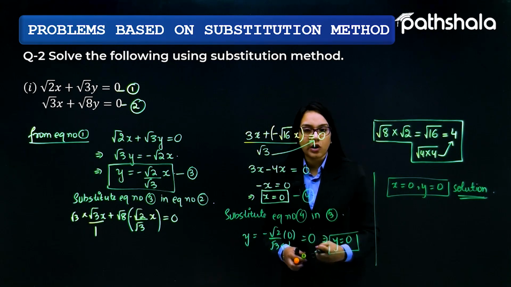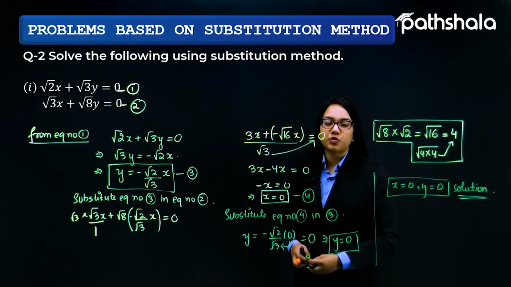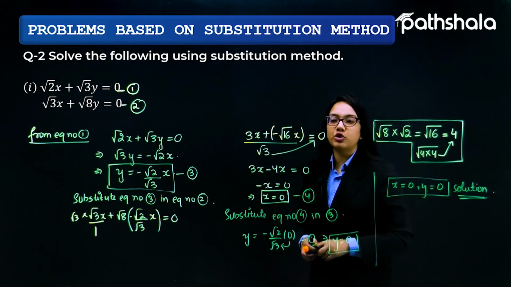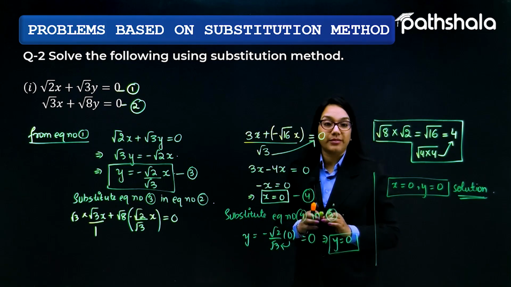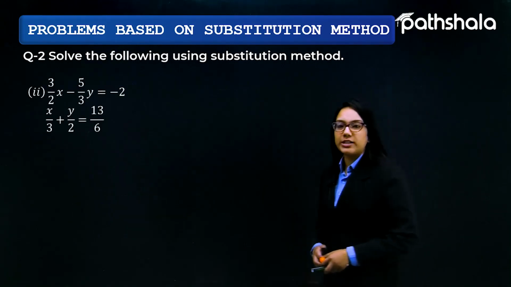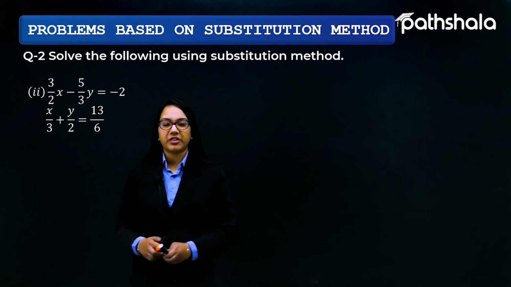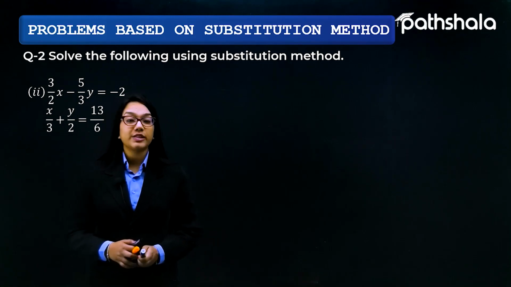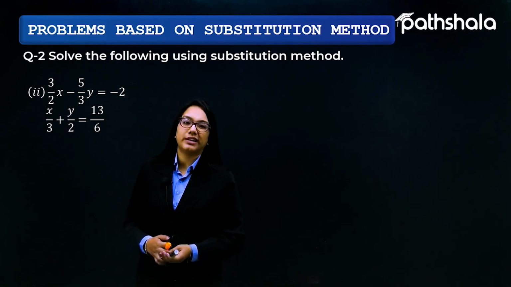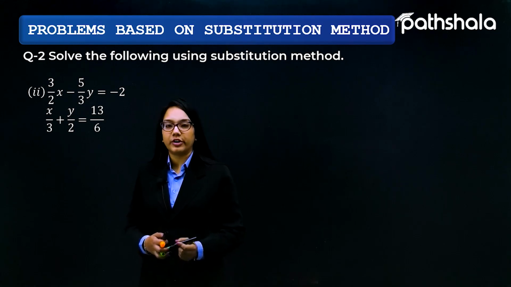I hope the solution of this very first part is clear to you. Now let's move on further towards the second part. The second part is of the form 3/2 x - 5/3 y = -2, and x/3 + y/2 = 13/6. Now let's solve it further.